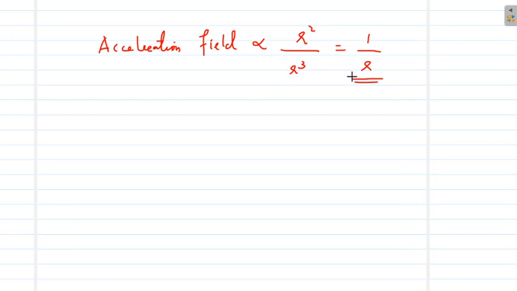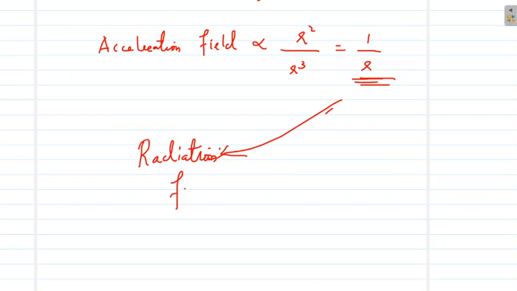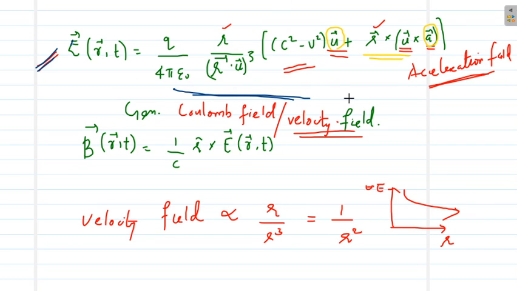When we come to later parts regarding the concepts about radiation, we will see that it is this acceleration field, which falls like 1 by r, that actually contributes to the radiation. So this acceleration field is also called the radiation field, because it is this part of the electric field of a dynamic charge that is contributing the electromagnetic radiation from accelerating or oscillating charges. These are the concepts that we have to remember. We saw that there are two terms: the first term is either the generalized Coulomb field or velocity field, and the second term is the acceleration field or radiation field.